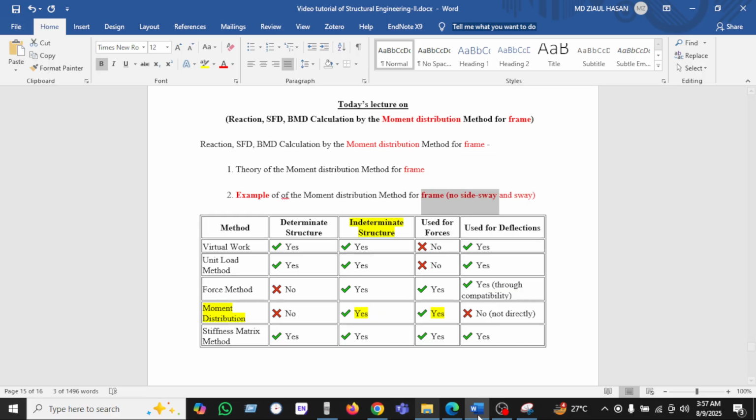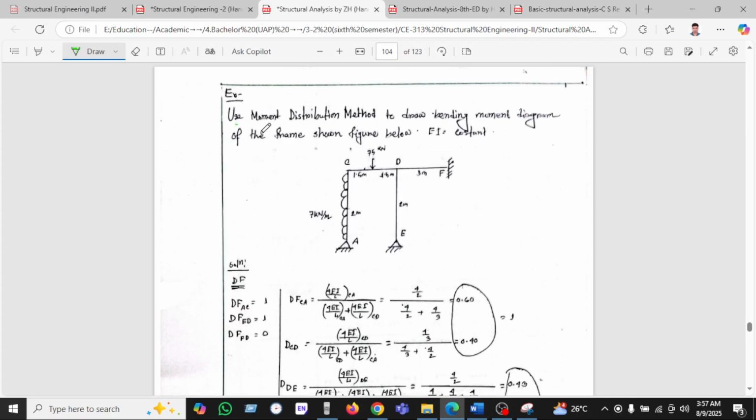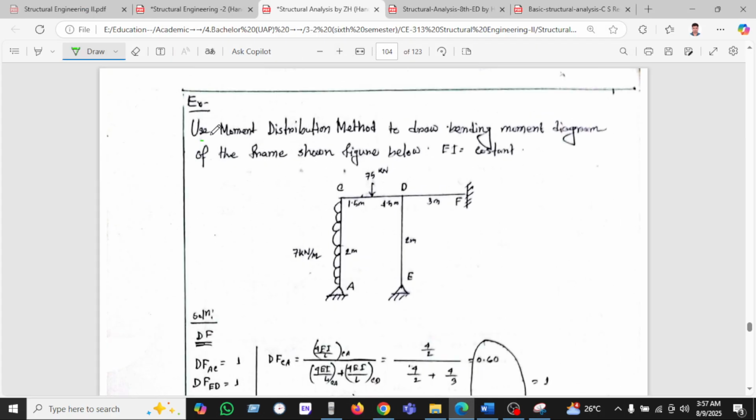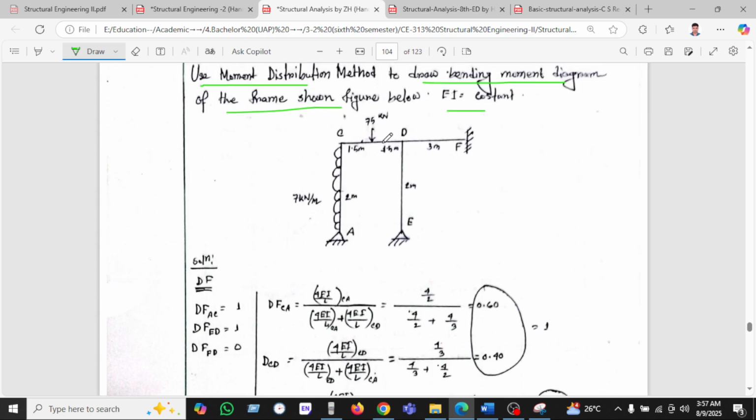Okay, so let's see. This is the non-sway. Use the moment distribution method to draw the bending moment diagram for the frame shown. EI is constant, as we have seen here. So the distribution factor DAC, this is the AC, is 1, and DEF, where the EF is 1, and FD is 0 because of the fixed support.